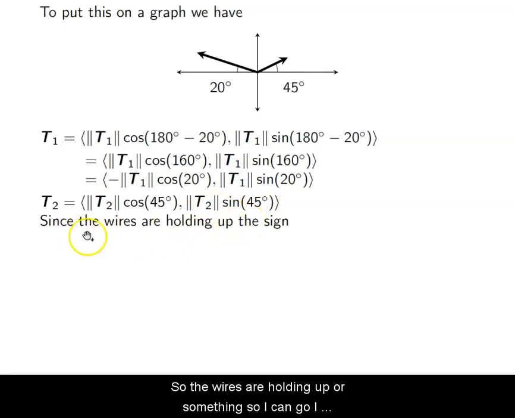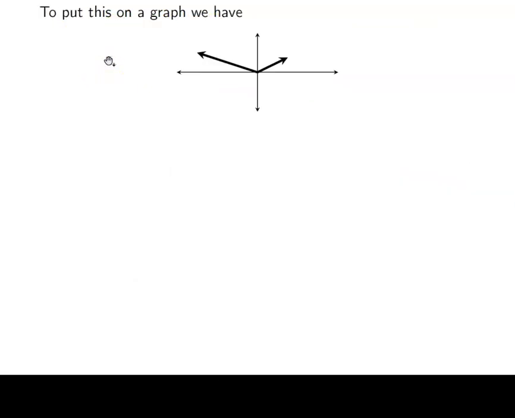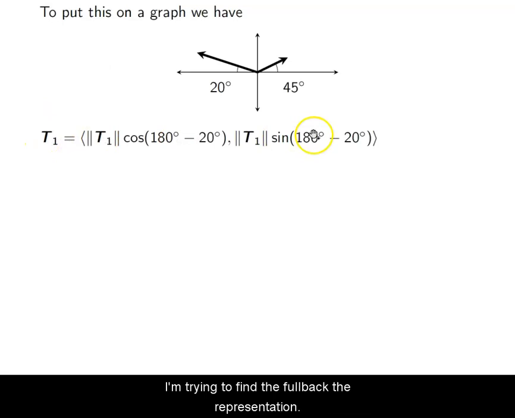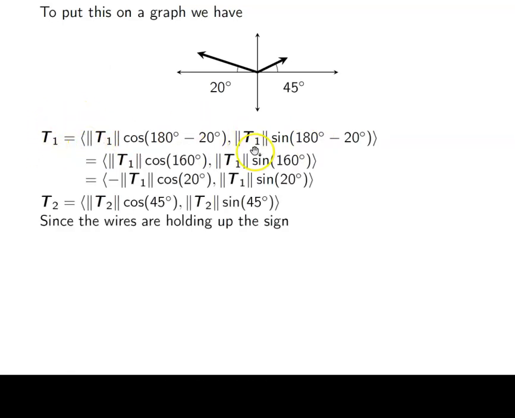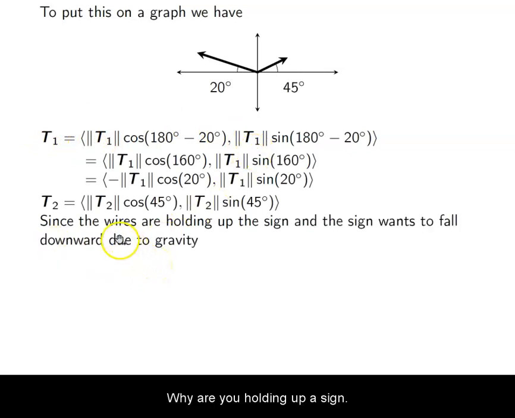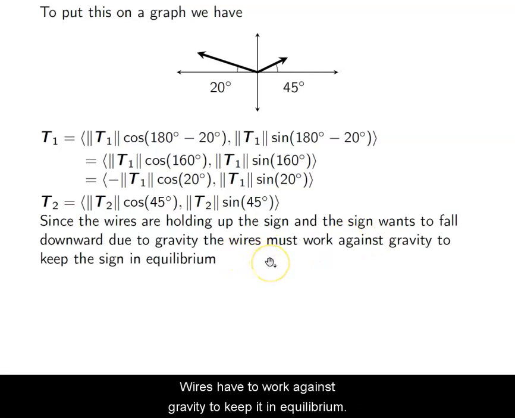Okay. So the wires are holding up our sign. So I know just a second ago I said I need these magnitudes. I do need the magnitudes, but the tensions themselves are not magnitudes. I want to just clarify this. I'm trying to find the full vector representation. In order to find the vector representation, I need the magnitudes, is what I meant to say there. Okay. So the wires are holding up the sign. The sign wants to fall downward due to gravity. The wires have to work against gravity to keep it in equilibrium.